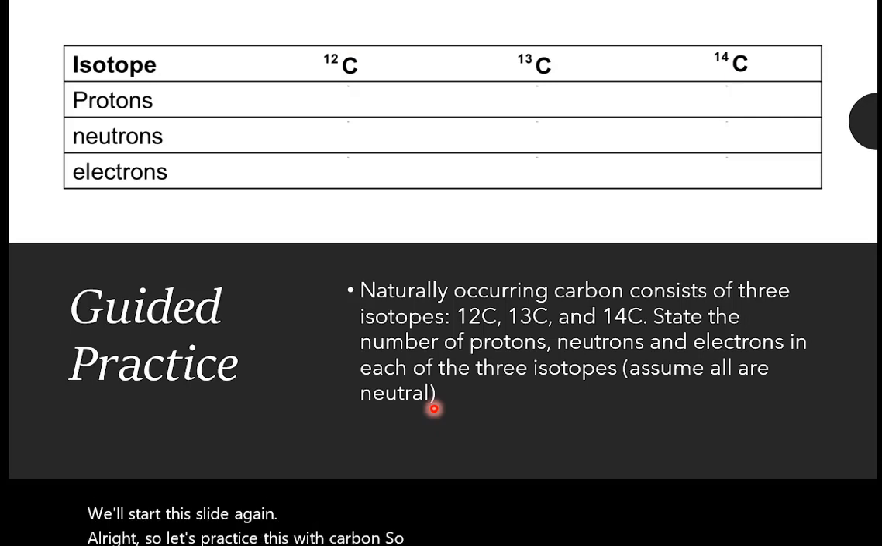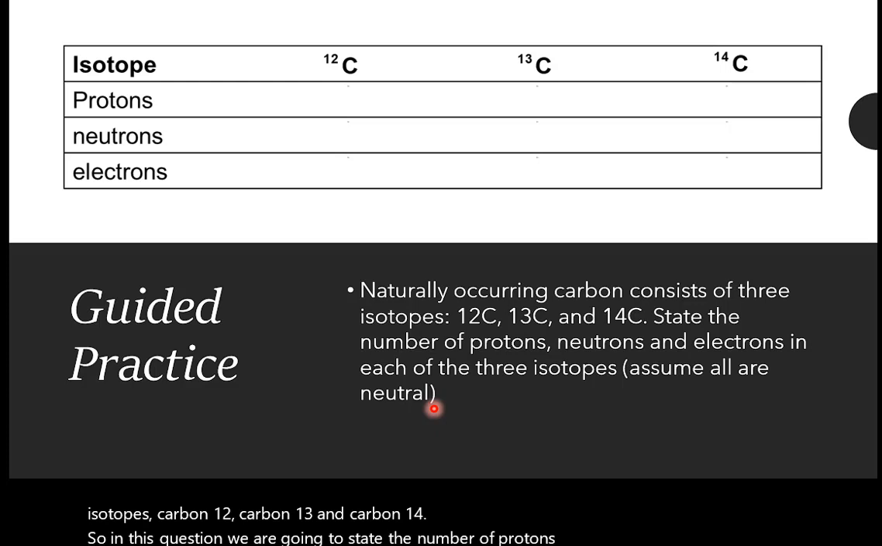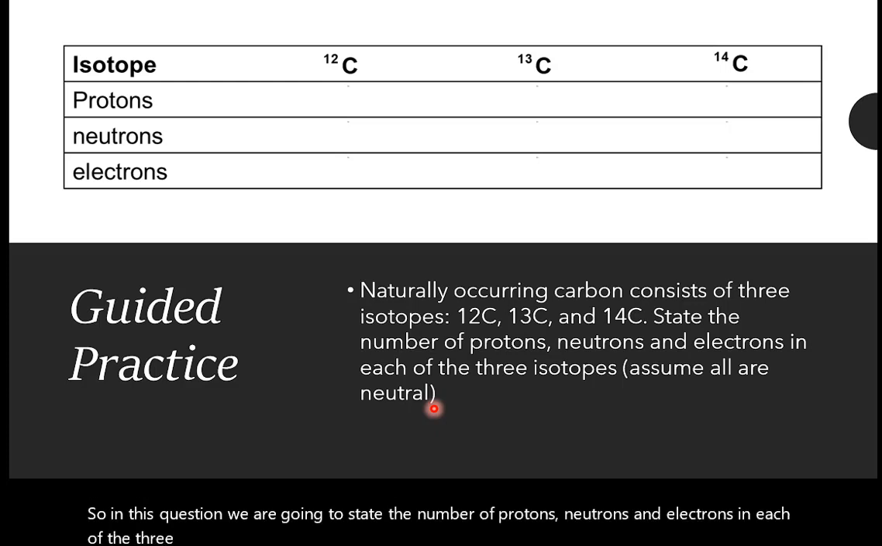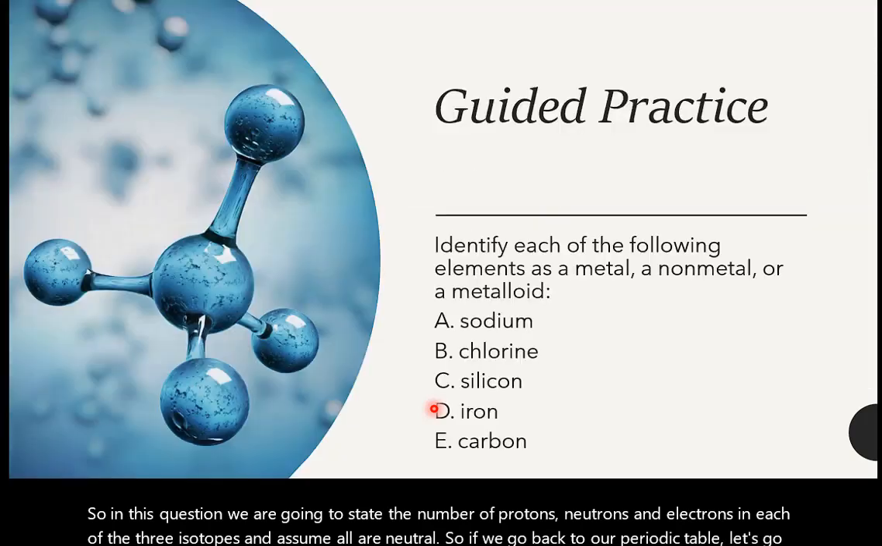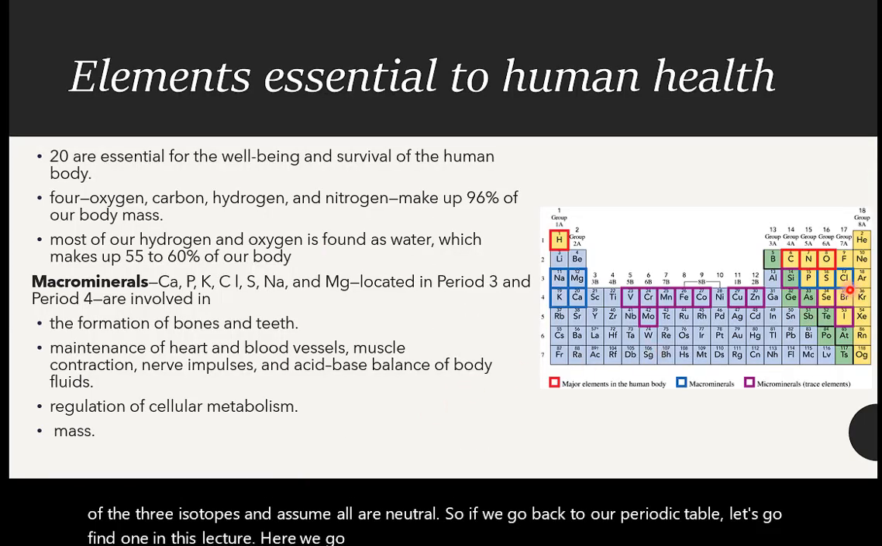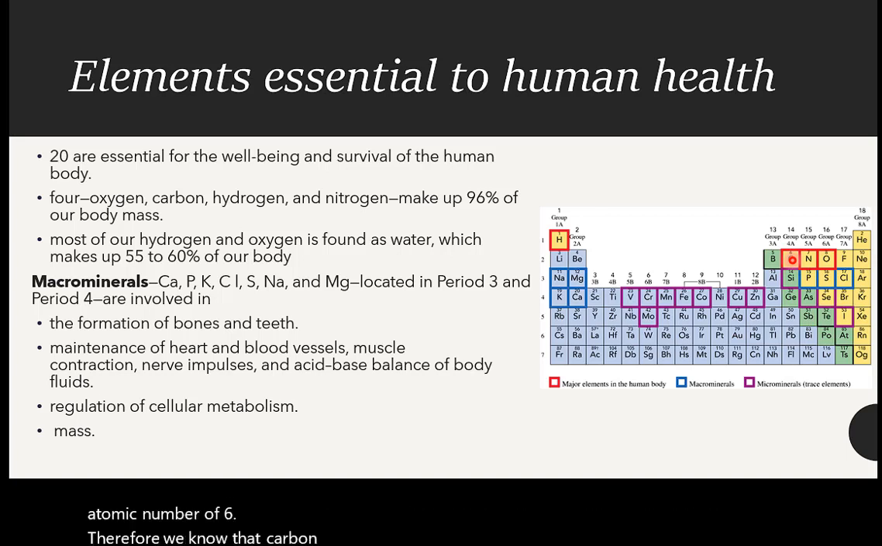So naturally occurring carbon consists of 3 isotopes, carbon-12, carbon-13, and carbon-14. In this question, we are going to state the number of protons, neutrons, and electrons in each of the 3 isotopes and assume all are neutral. So if we go back to our periodic table, here we go, we can see carbon right here. Carbon has the atomic number of 6. Therefore, we know that carbon must have 6 protons, and that is consistent for all 3 isotopes.